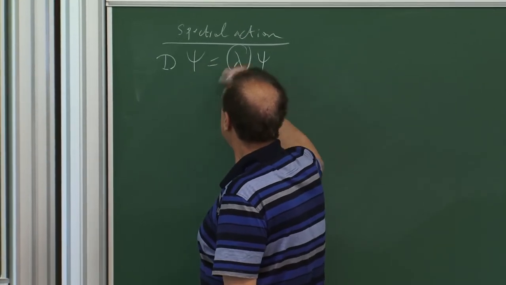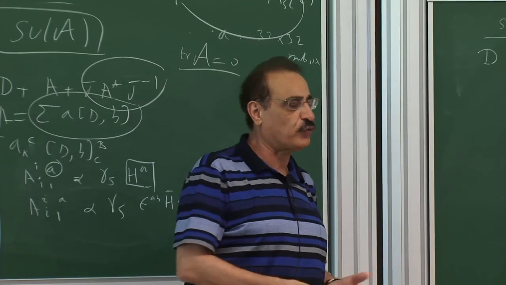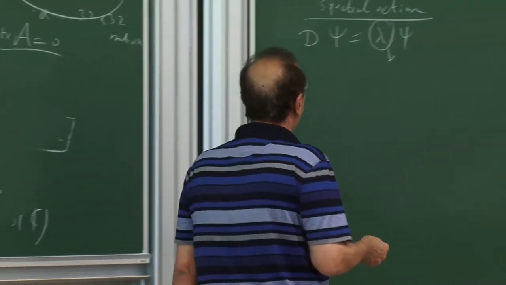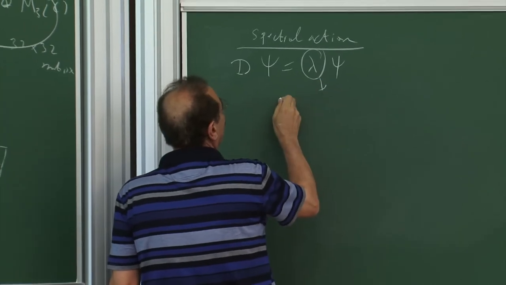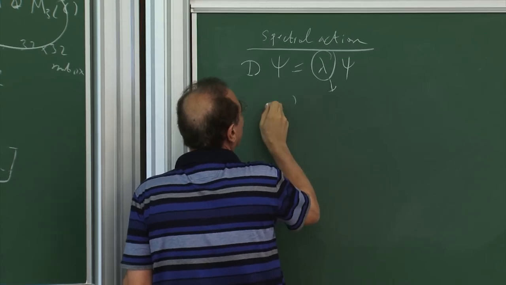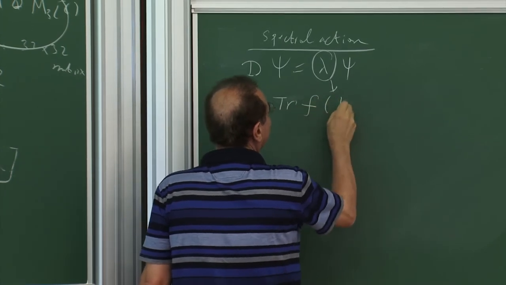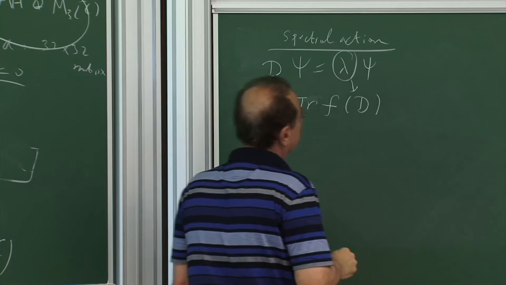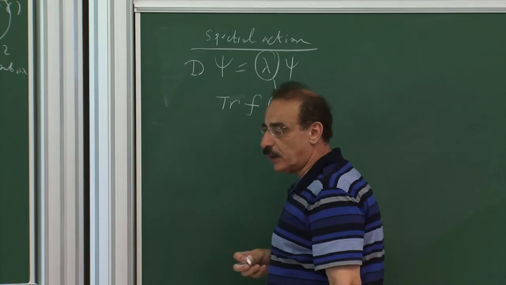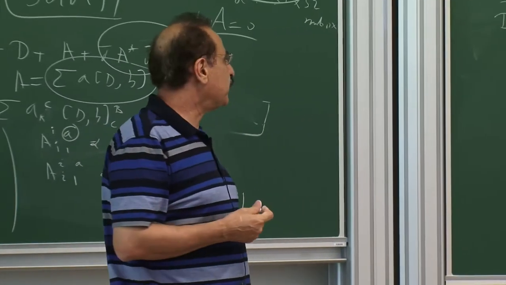Now the question is, how can we extract this dynamics, the information about lambda? Of course, it's not easy to simply work out lambda for every space, so we need something more general. Since the spectrum knows about the geometry, the dynamics of our system is conjectured to be given by the trace of a function of D, where f is a positive function.